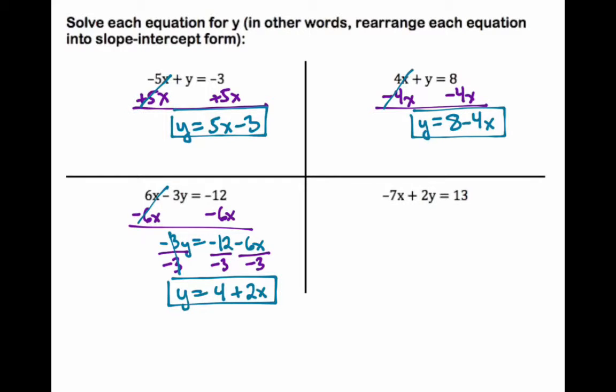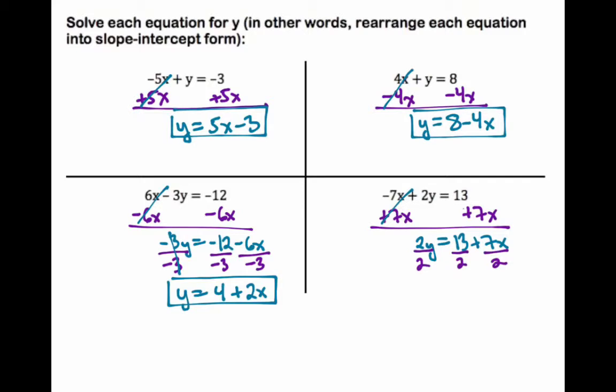Last one. Again, we're solving for y. So we're going to do the opposite of subtracting 7x, which is adding 7x to both sides. On the left, negative 7x plus positive 7x gives 0, so we're left with just 2y on the left. And on the right, we have 13 plus 7x. But we're stuck with that 2 still, so we're going to divide each term by 2.